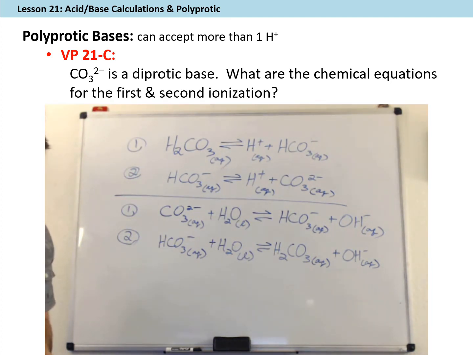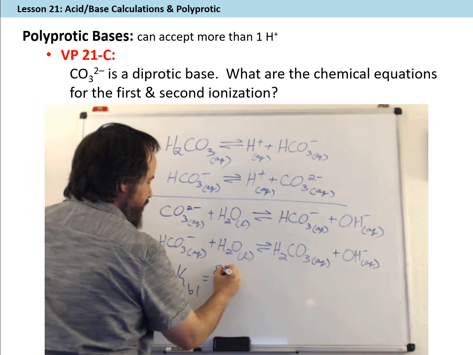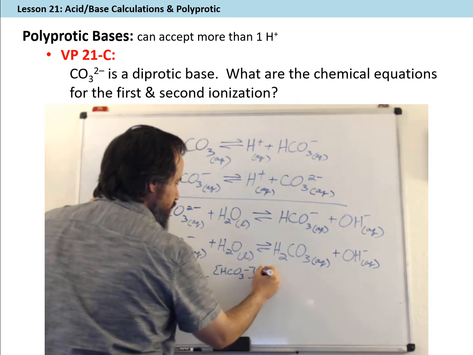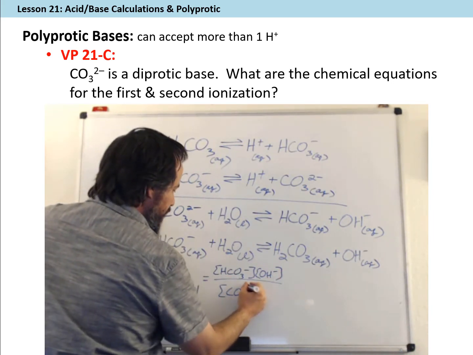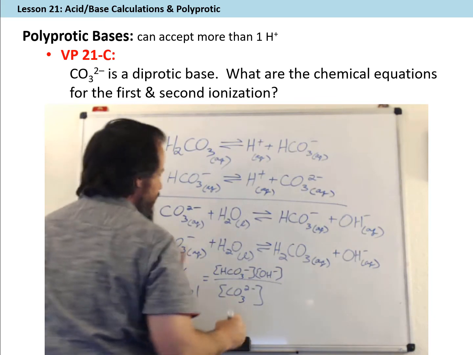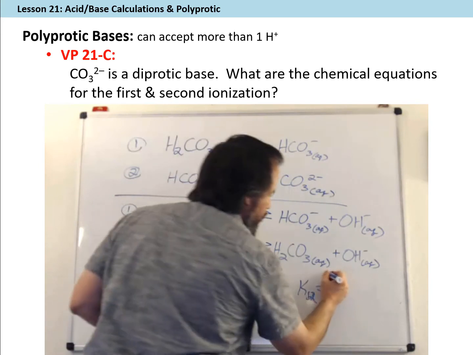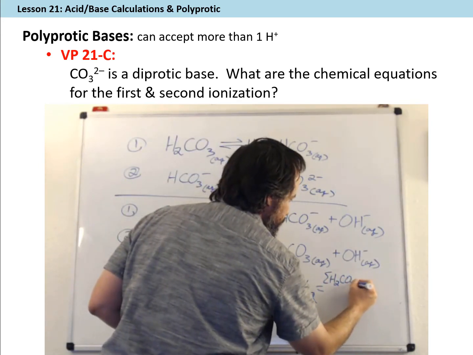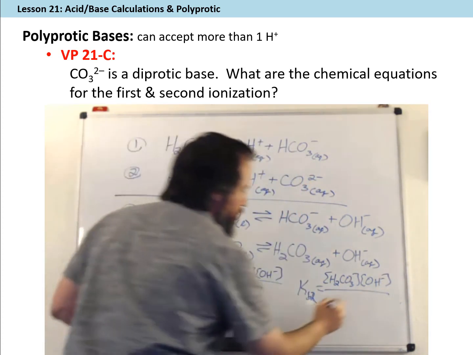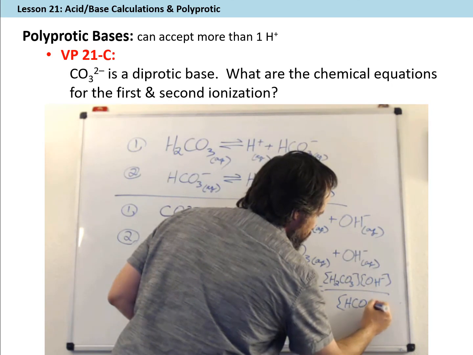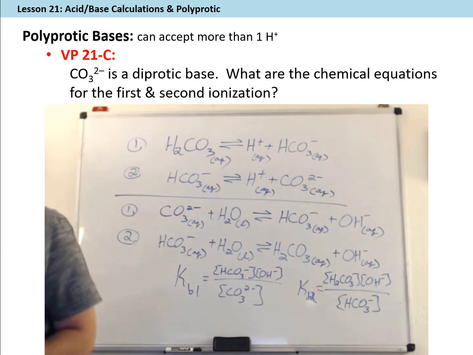These now, we have Kbs. So Kb1 will be HCO3 minus times OH minus over CO3 2 minus. I don't include that H2O. And then I have Kb2, which will be this second one, H2CO3 times OH minus over HCO3 minus.